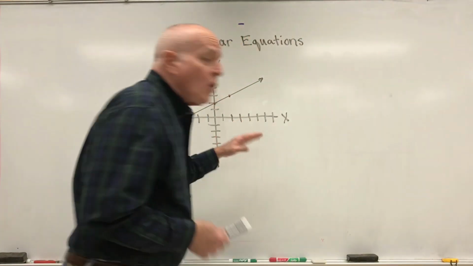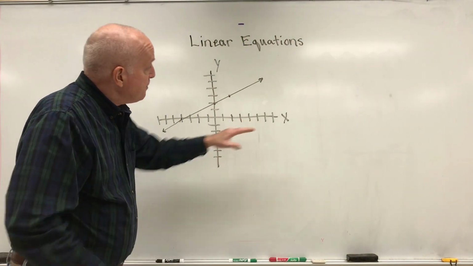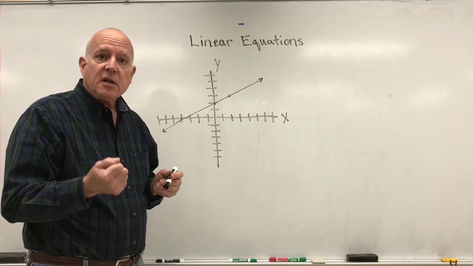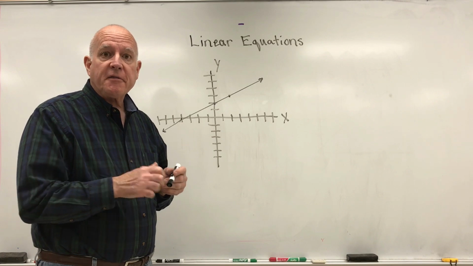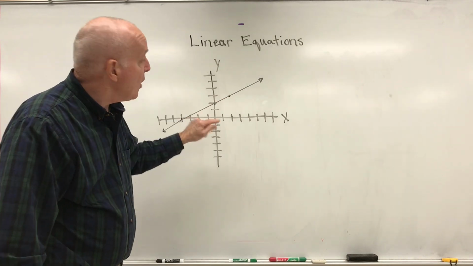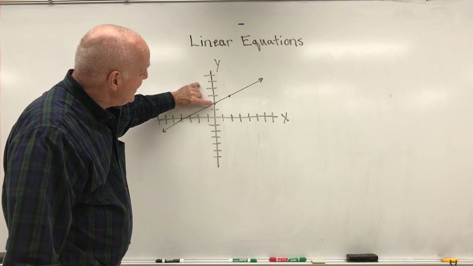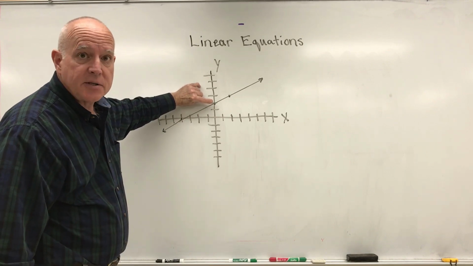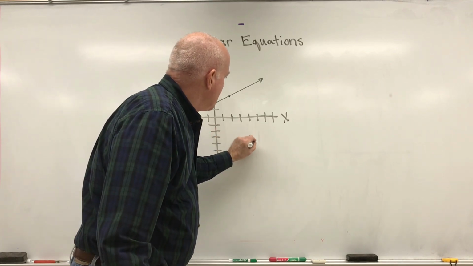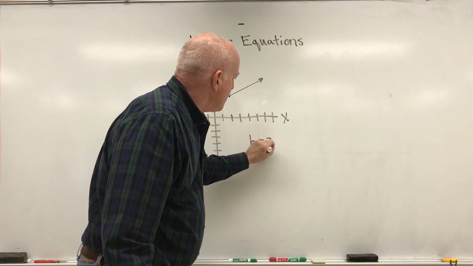Now, we're looking at a new line, and it's plotted on the x and y axes. And in looking at this line, we can find certain pieces of information. The first thing we can look at is where does the line cross the y-axis. In this case, it crosses the y-axis at 2. So we can say that the b, the y-intercept, equals 2.